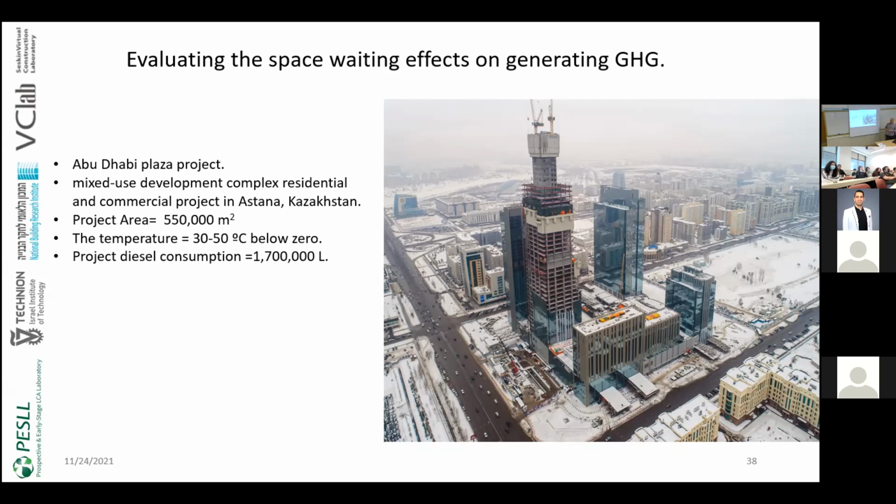I met the project control manager in order to identify how much the diesel consumption per month was for the project, and the numbers were very significant. They consumed more than 1,700,000 liters of diesel per month in order to heat the building, which cost around $1 million because the diesel liter in Kazakhstan is $0.6. So imagine how much money we are spending on something that is waste in terms of lean, and polluting the environment by burning more than 1,700,000 liters of diesel.